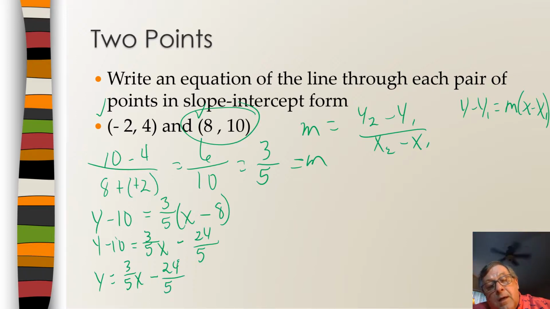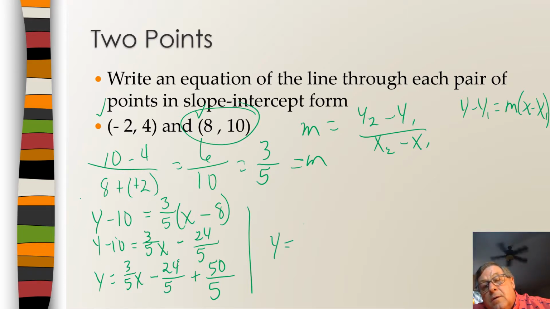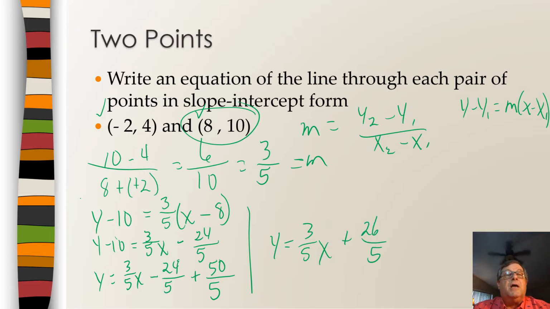Plus, well, 10 is the same as 50 over 5. And so then if we simplify this, my equation in slope-intercept form is going to equal y equals 3/5 x. And let's see, -24 over 5 plus 50 over 5 is going to be positive 26 over 5. Shazam. You know what? That was so much fun, it just makes me want to do one more.